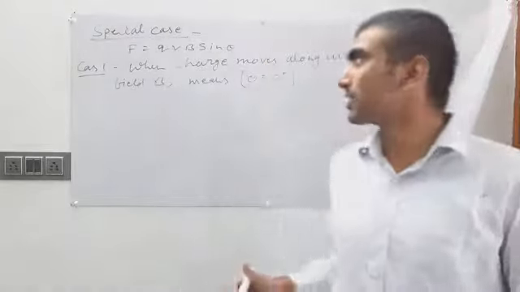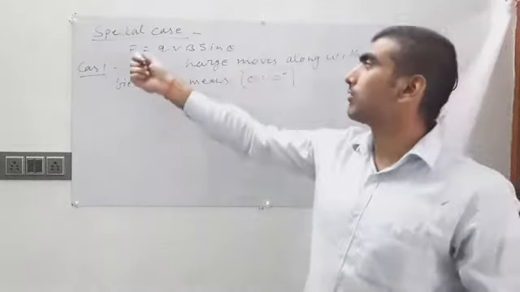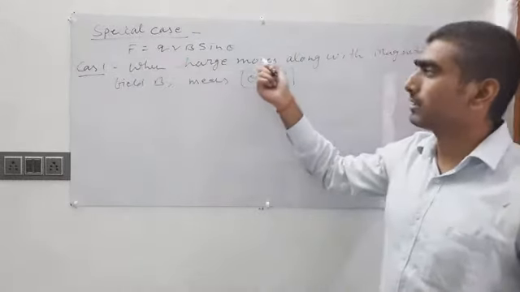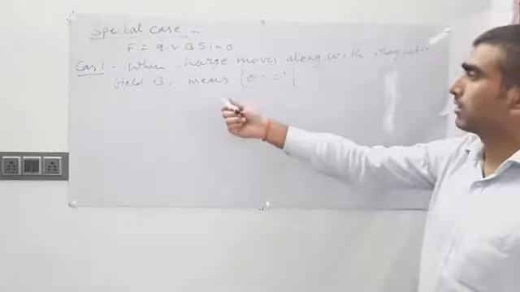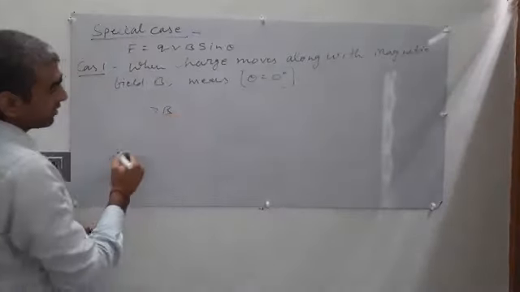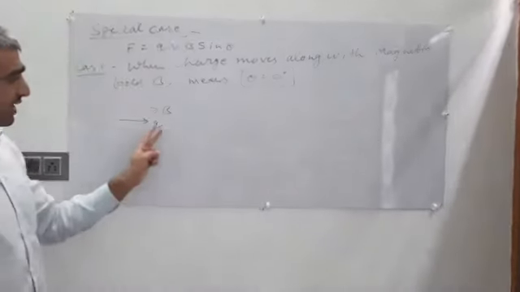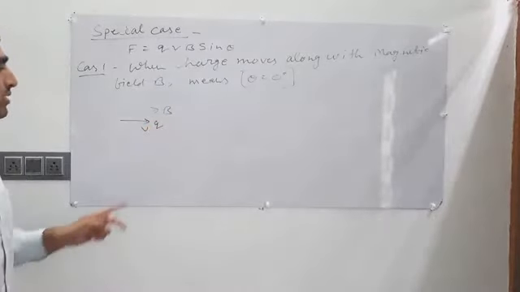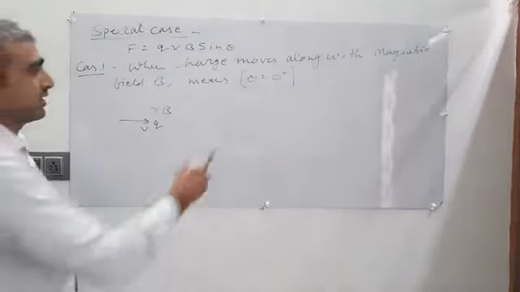Now students, we discuss some special cases related to theta. We know that our formula of force acting on a charge in a magnetic field is QVB sin theta. Our first case is when the charge moves along with the magnetic field B. That means when this is the direction of the magnetic field and the charge is also directed along the magnetic field with velocity v, this charge makes 0 degree angle with the magnetic field. That means theta equals 0.